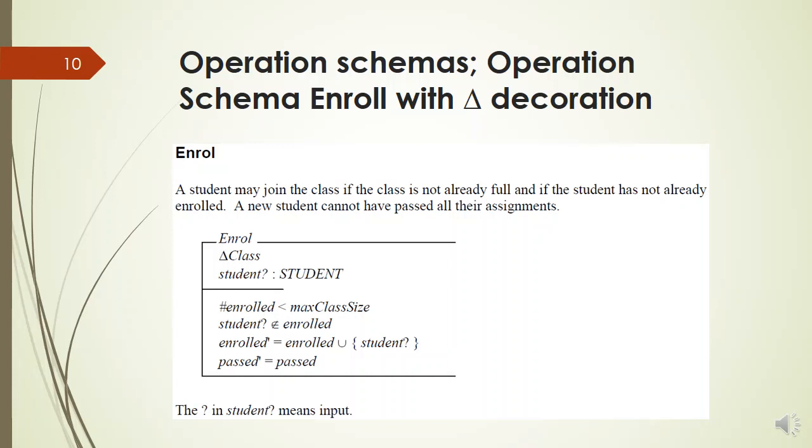The first operation schema, with the name enroll, is a schema which is used to specify the registration process of students, and the operation enroll basically registers a single student in the class. It is quite obvious that by registering a student in the class, the size of the class would definitely be changed.